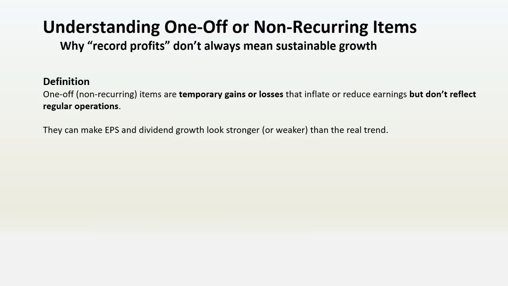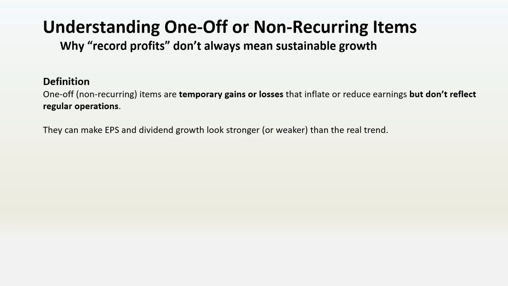So let's understand what one-off or non-recurring items are. A one-off item, that is a non-recurring item, as the word says, is a temporary gain or loss that inflates or reduces earnings but doesn't reflect regular operations. Just think of it. A company reports a profit when they have just sold a house, or they have been paid, like what happened with Umeme, maybe a compensation. That's a one-off. It won't recur next year, and next year but one. It's not a profit coming from gains that will drive the company in future.